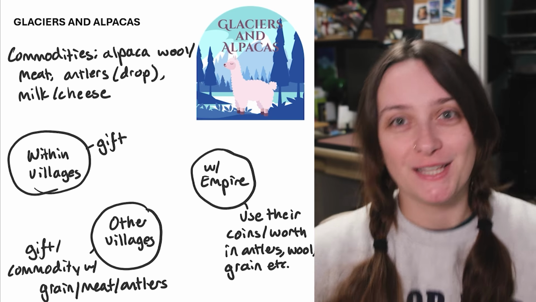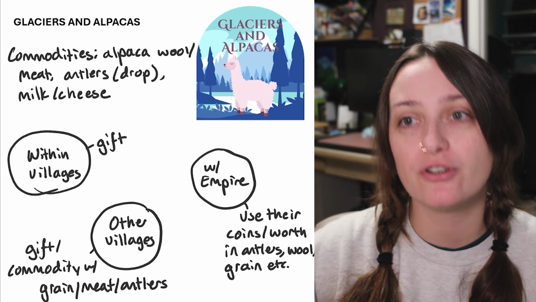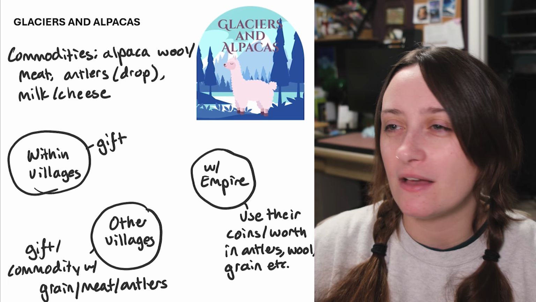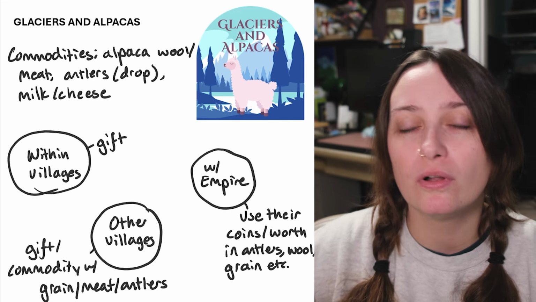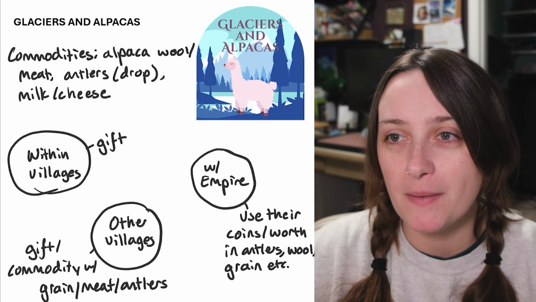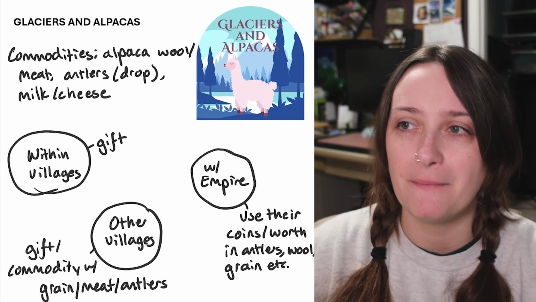So then last we have glaciers and alpacas, which is going to be a much more centralized group, semi-nomadic of some form. They're going to have alpaca wool, meat from alpacas and also reindeer, antlers, milk and cheese, that sort of stuff, right?